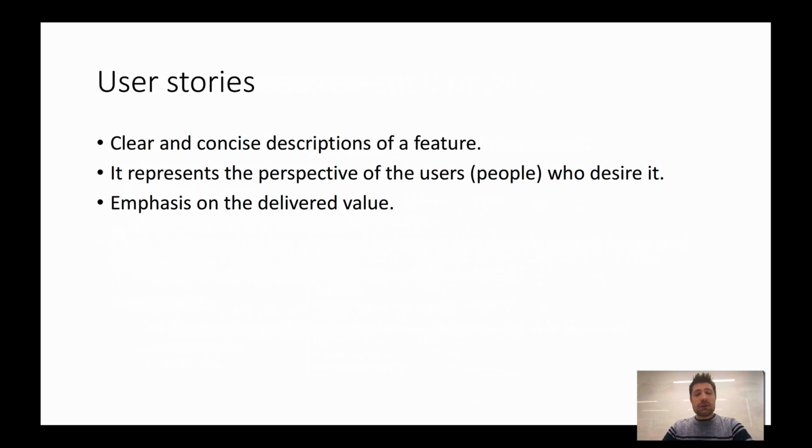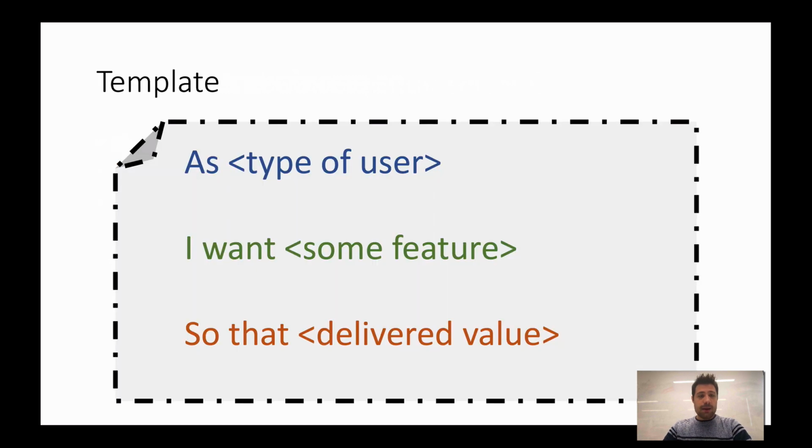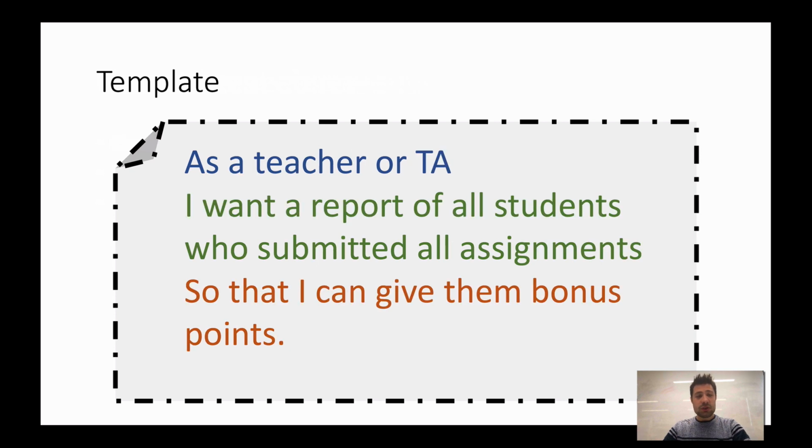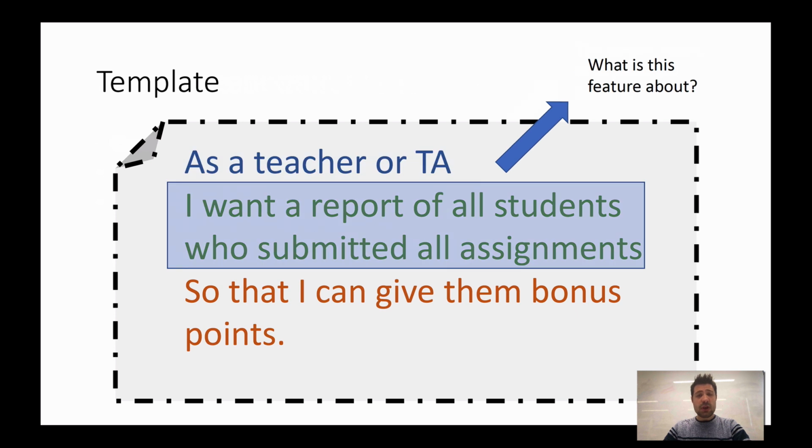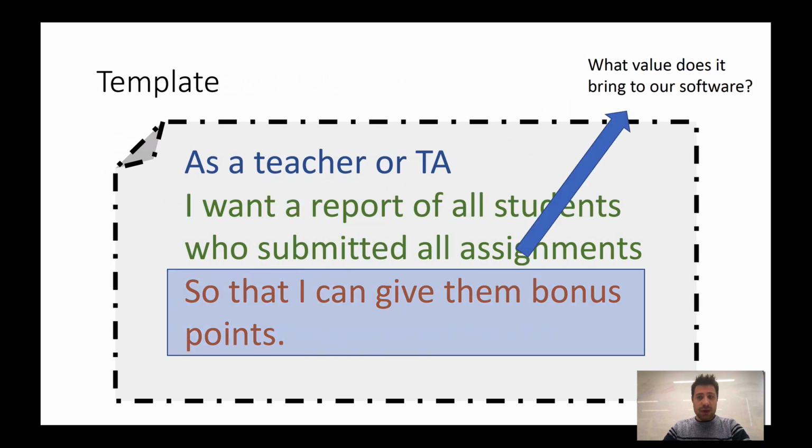And then we quickly discussed user stories. User stories are the way agile people like to do requirements. They are, in short, a clear and concise description of a feature. A user story usually looks like this: As some stakeholder, I want some feature, so that then the value of this feature. For example, as a teacher, I want a report of all students so that I can give them bonus points. In a way, we are showing the actors, a summary of what this feature is about, and what value it brings to your software.